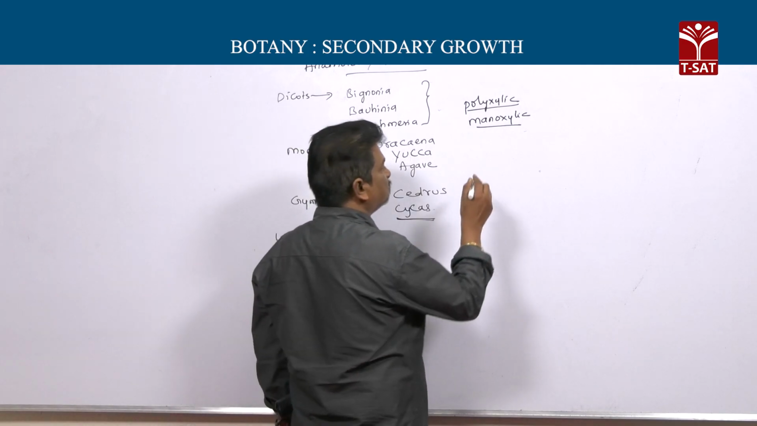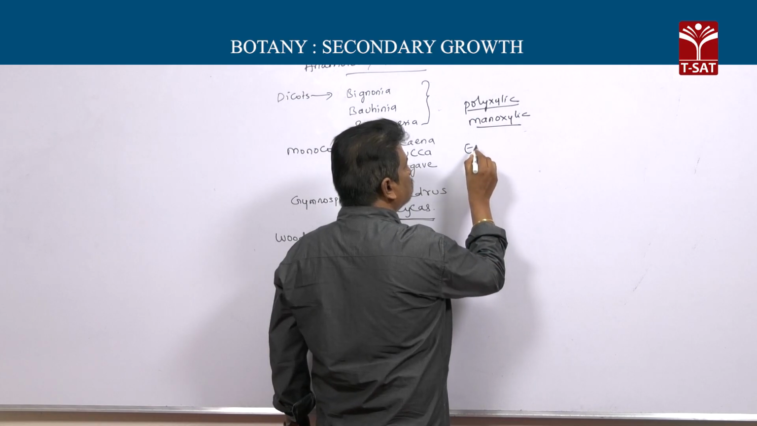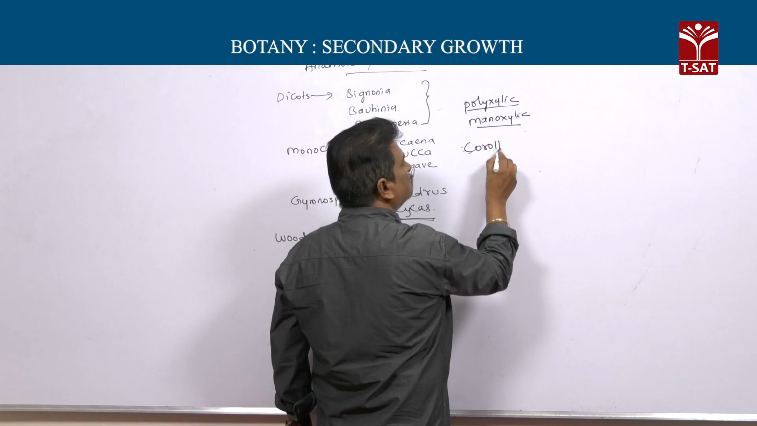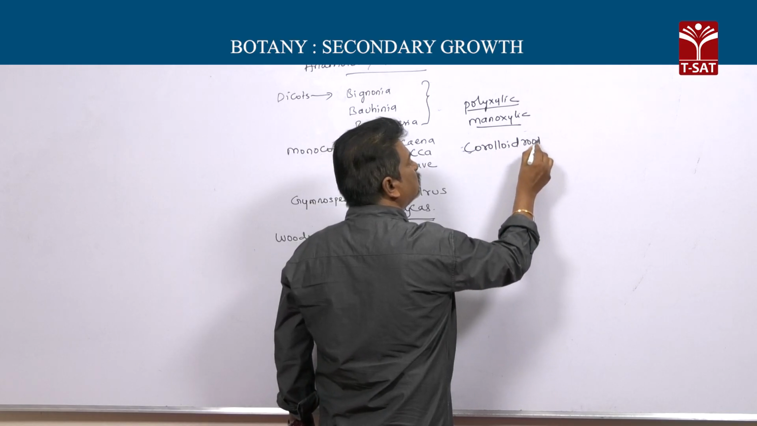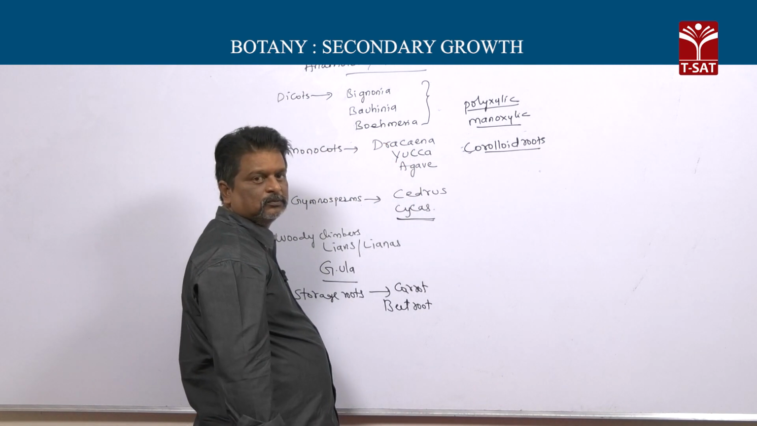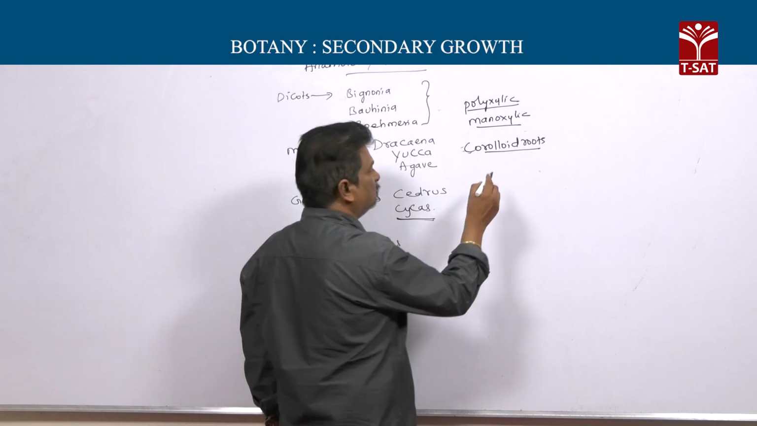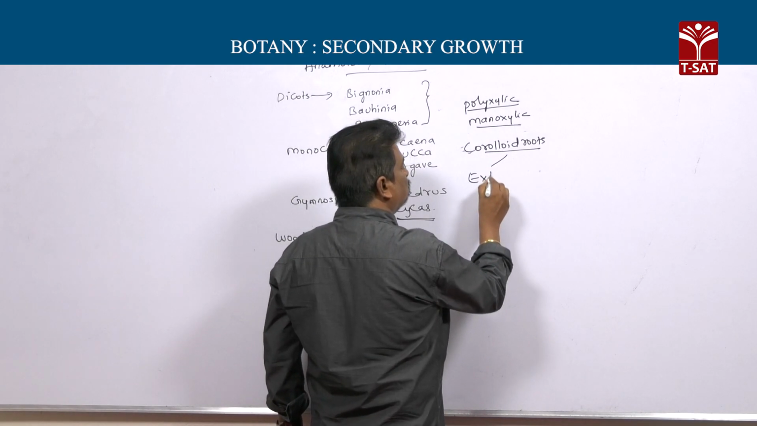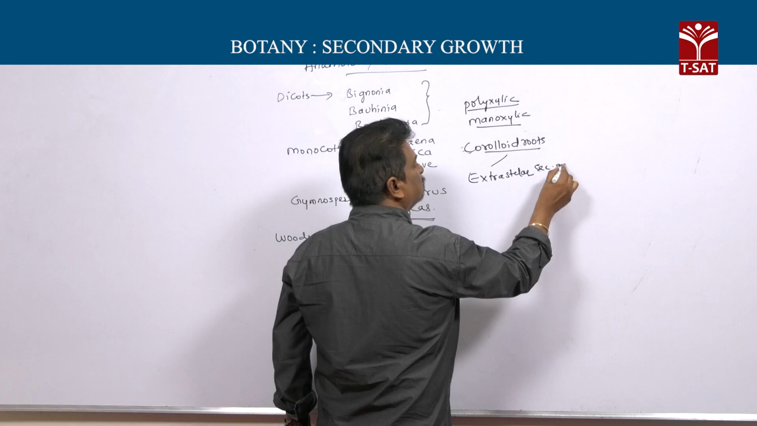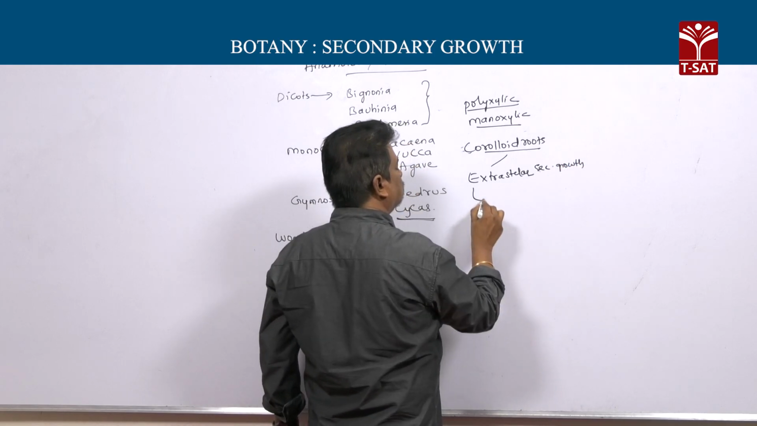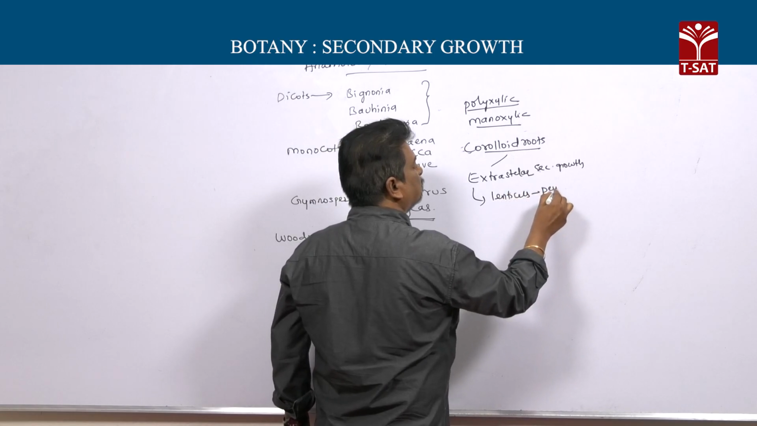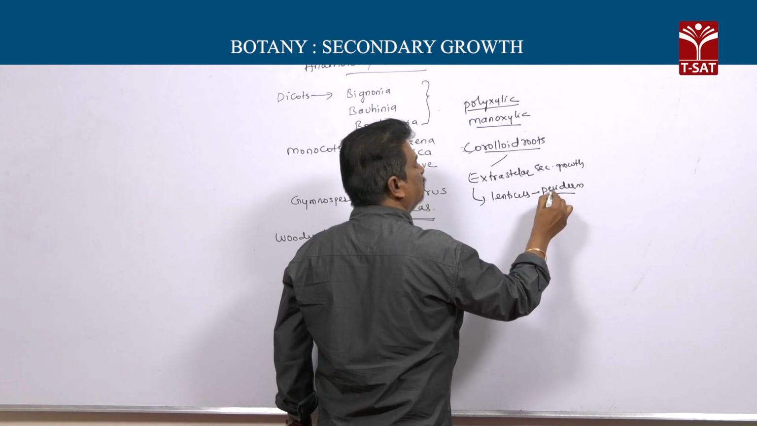Then the Cycas root has two types: normal and modified adventitious roots. Modified adventitious roots are called coralloid roots. These coralloid roots show only extrastellar secondary growth and contain lenticels, which are present on the periderm.